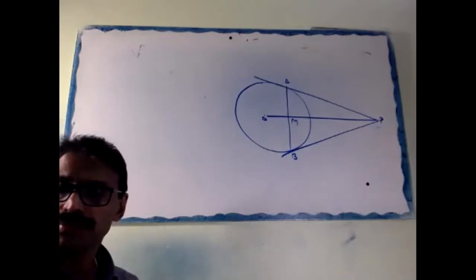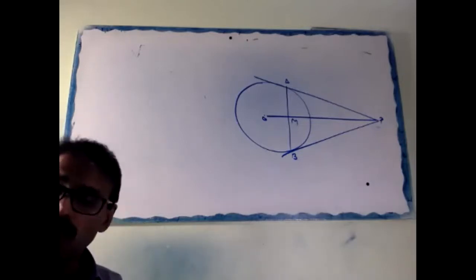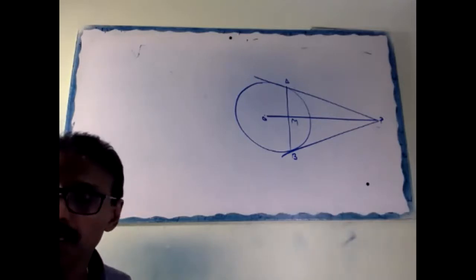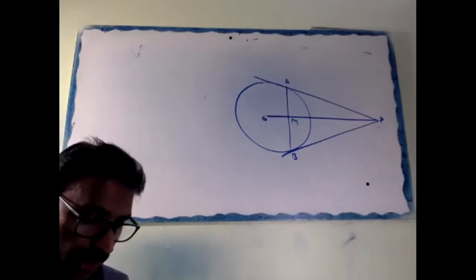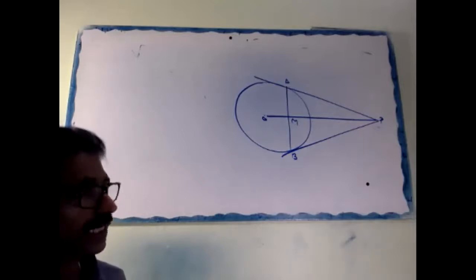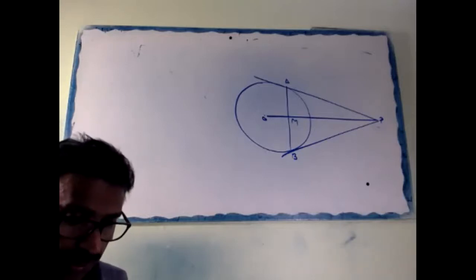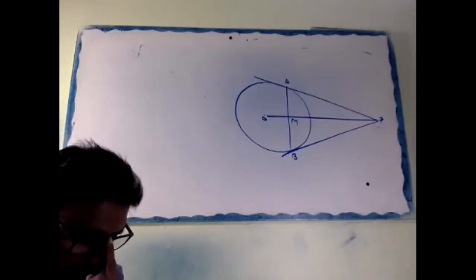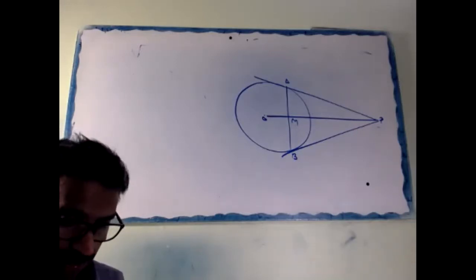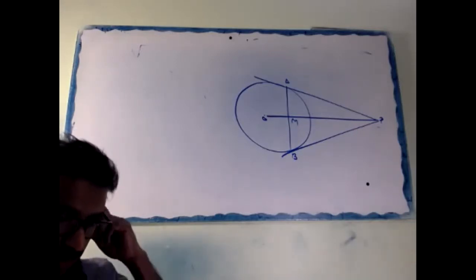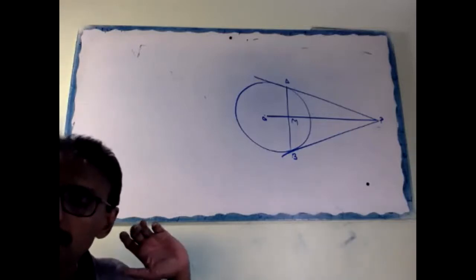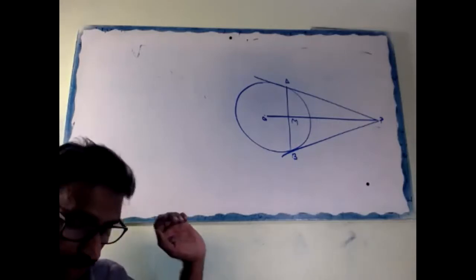Listen here, look at here. This is a star question. From an external point P, two tangents PA and PB are drawn to the circle with center O. Prove that OP is the perpendicular bisector of AB. Question clear or not?